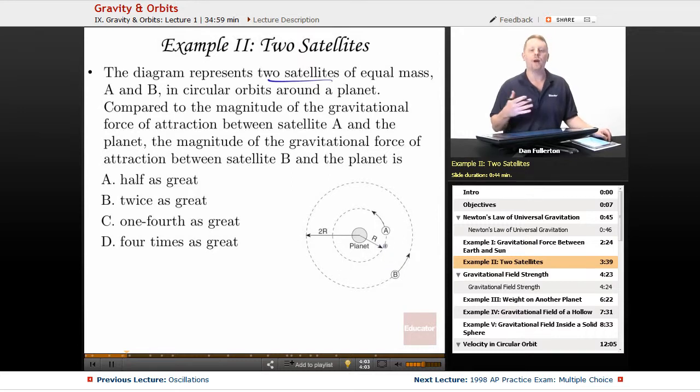Well, because it's twice as far and we have this inverse square law relationship where the gravitational force is proportional to 1 over the square of the distance between the objects, if we double the distance, we get 1/4 the force. Answer C, because of that inverse square law relationship.